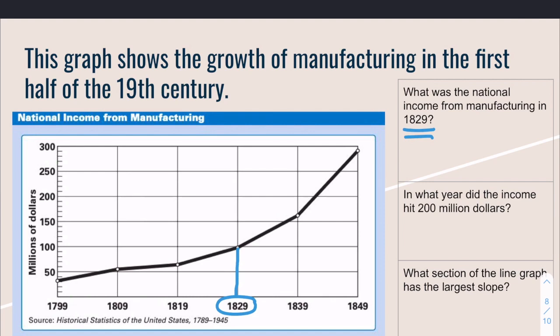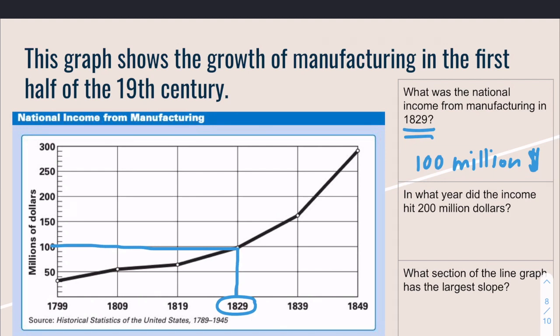And then you can sort of follow that point. You can either draw this in or you can follow it with your eyes to see how many millions of dollars that is. So in 1829, the national income from manufacturing was $100 million. Lots of money.